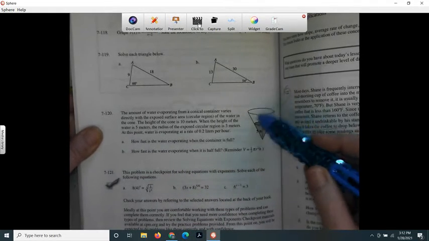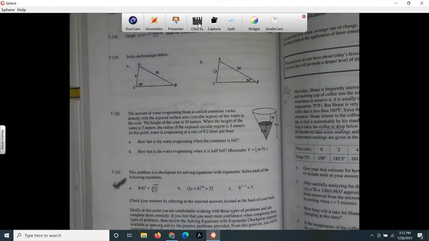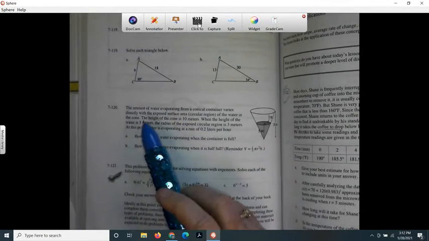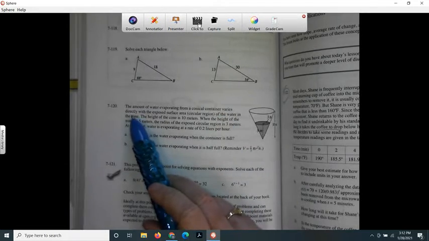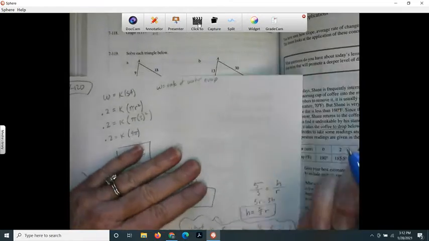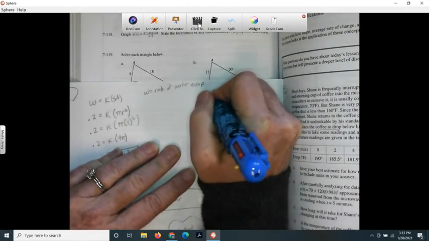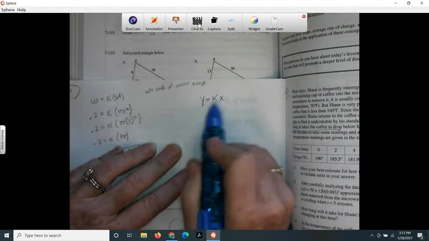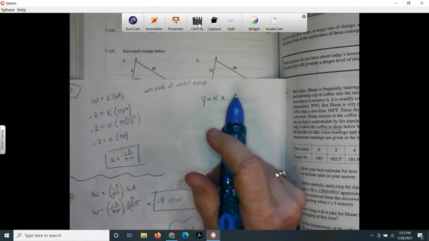Well, they give you this picture. I think I redrew the picture somewhere. There's a couple things going on here. I think the first thing that might trip you up is you might not remember that varies directly means, if something says it varies directly, then you're going to say y varies directly as x. That's a direct variation equation.